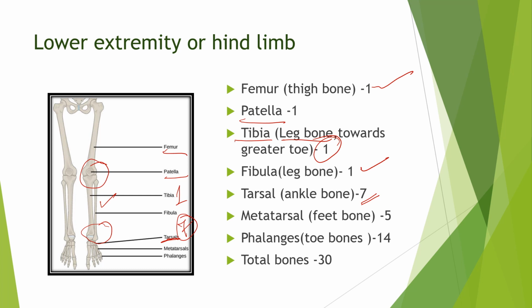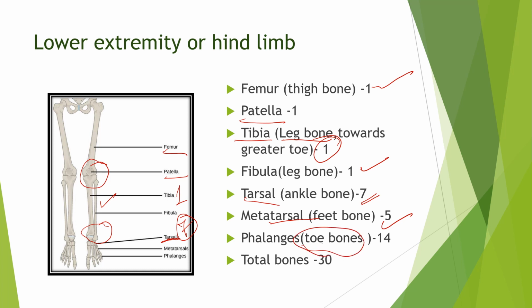Remember we have studied the carpals and metacarpals in the forearm. Here that name has been changed and given as tarsals and metatarsals. So the same thing was there as carpal and metacarpal. When it comes down to the lower extremity of the limb, it has been changed into tarsals and metatarsals. So metatarsals or foot bones are 5 in number. Tarsals or the ankle bones are 7 in number.